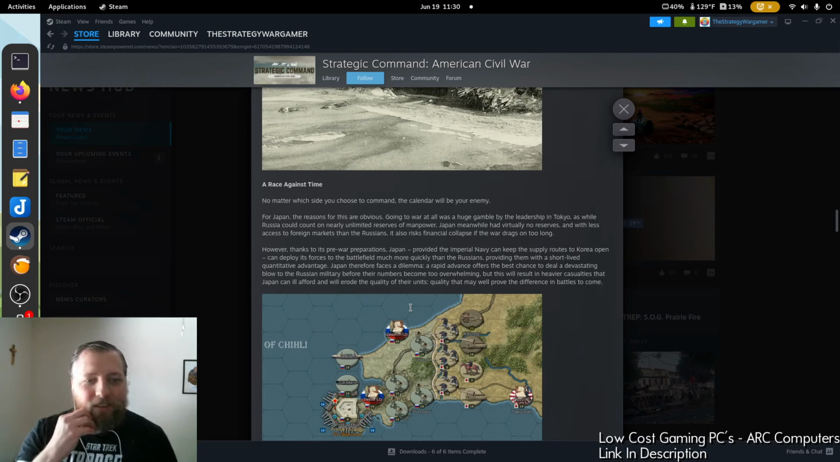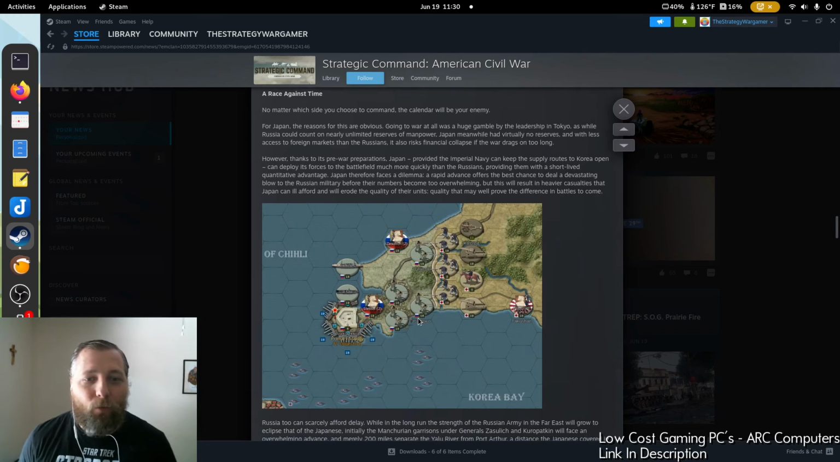For Japan, the reasons for this are obvious. Going to war at all was a huge gamble by the leadership in Tokyo, as while Russia could count on nearly unlimited reserves of manpower, Japan, meanwhile, has virtually no reserves and less access to foreign markets than the Russians. It also risks financial collapse if the war drags on too long.